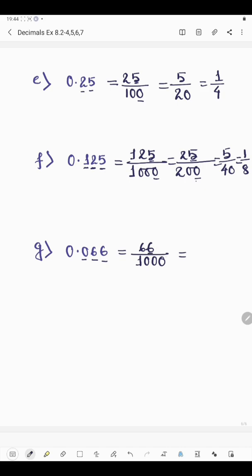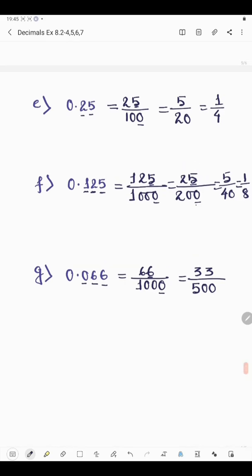Now here the last digit is 6 and here is 0. So both are divisible by 2. So 2 3s are 6, 2 3s are 6 and in the denominator 2 5s are 10 and 2 zeros. Okay, now 33 by 500 cannot be divisible by any number further. Here 33 will be divisible by 3 and 11 and 500 will be divisible by 2, 5, 10, right? So it cannot be divisible by the same number. So 33 by 500 is only the lowest form.